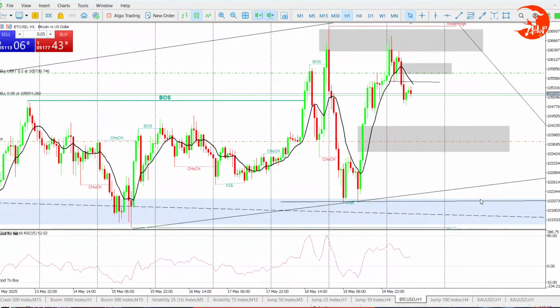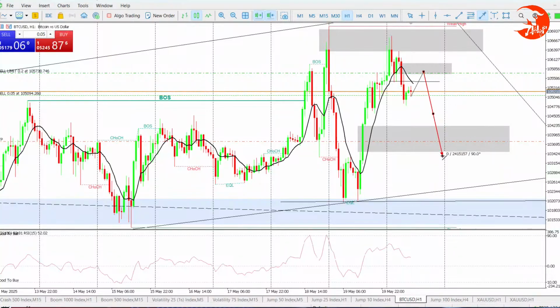Even though we are still consolidating, it doesn't mean we can't enter any entries on this asset. We can, because H1 is already confirming the sell by showing us that change of character, which is a very good indication of reversal. So all we need is either to continue here or make a pullback right there, and then we come in with a sell to bring us all the way down below.